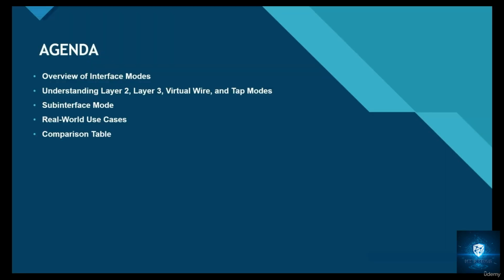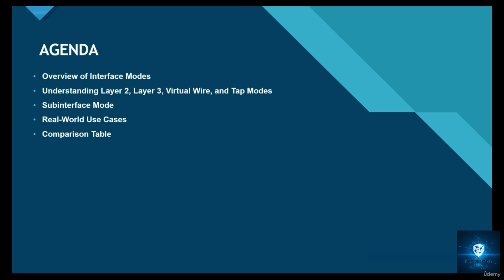Okay, before diving into each mode, let's first understand what interface modes are. Interface modes define how the firewall interacts with traffic. Choosing the right mode is crucial for proper network deployment and security. Think of it like this: a firewall is like a traffic controller that can either route, meaning direct the traffic, or bridge, meaning connect the networks, or just monitor, which is just observing the traffic. The interface mode determines how it does this job, which is very crucial.